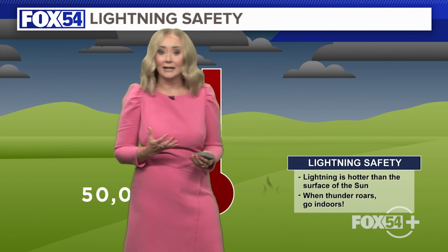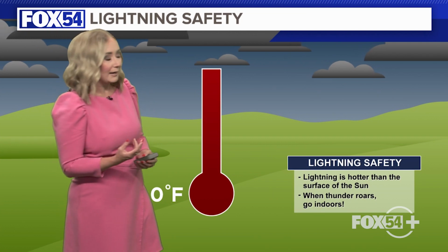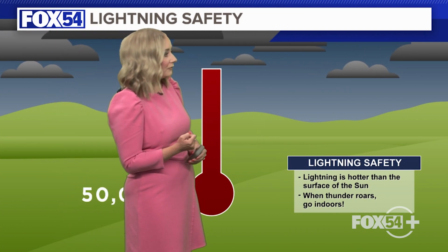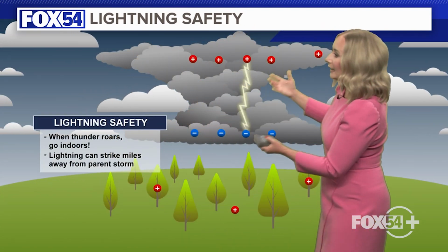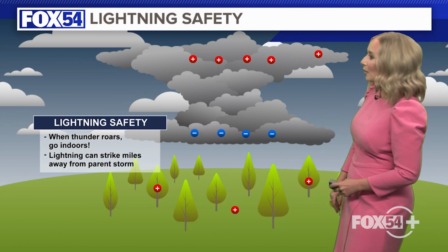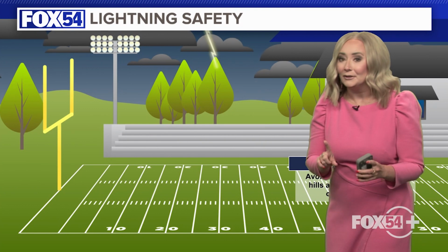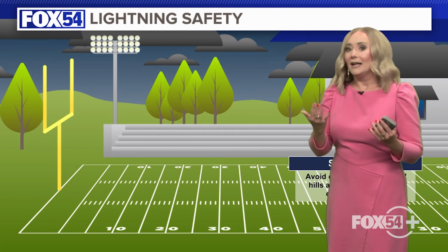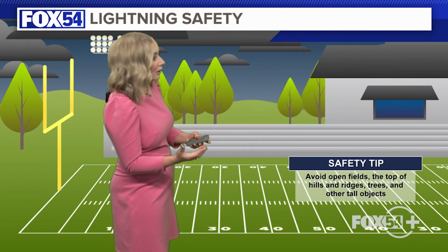So I want to talk about just exactly how hot lightning bolts can be. In fact, it's about 50,000 degrees Fahrenheit. Lightning is hotter than the surface of the sun, and like I mentioned earlier, when thunder roars, you want to go indoors. So once again, lightning can strike from miles away from a parent storm. Heat lightning is not real. In fact, what you think is heat lightning is lightning that's just from a farther away thunderstorm within the horizon within your area.